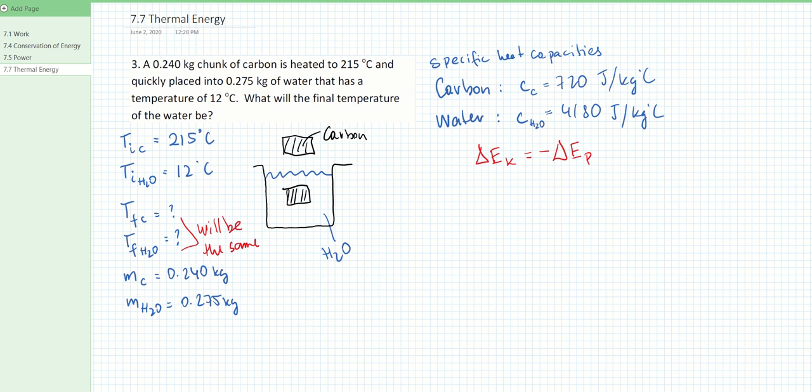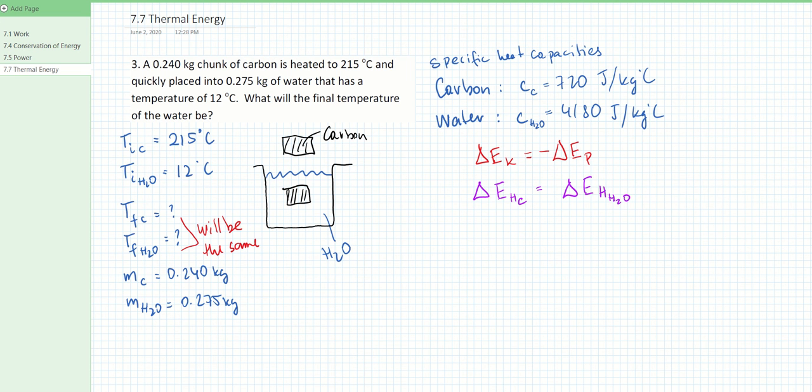So anyway, we're going to apply the same principle, but because we're not dealing with kinetic energy or potential energy, we're dealing with thermal energy. Instead of delta EK and delta EP, we're just going to have delta E thermal, or heat. Now in this case, we have two different materials, so we're going to have two different ones. So let's say delta E carbon and delta E H2O. So it's more clear which one's which.